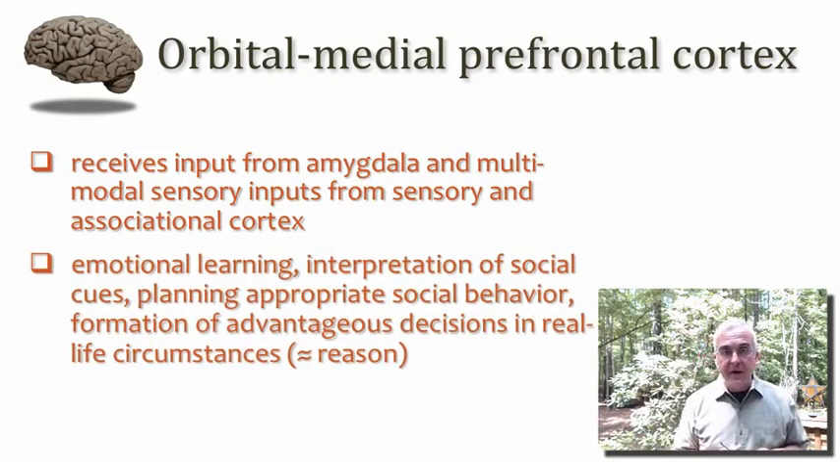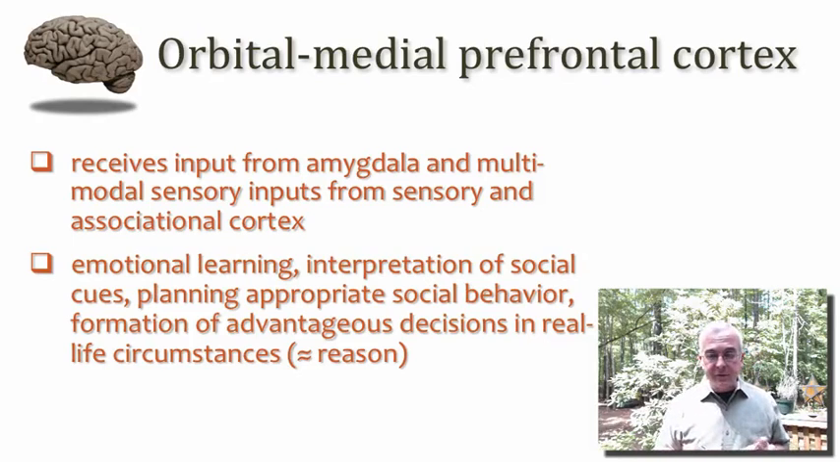I'll say much more about that in just a few minutes, as well as in the interpretation of social cues. This cortex is involved in planning appropriate social behavior, the formation of advantageous real-life decisions. We might consider this to be a contribution to our faculties that are involved in reason and rational decision-making.